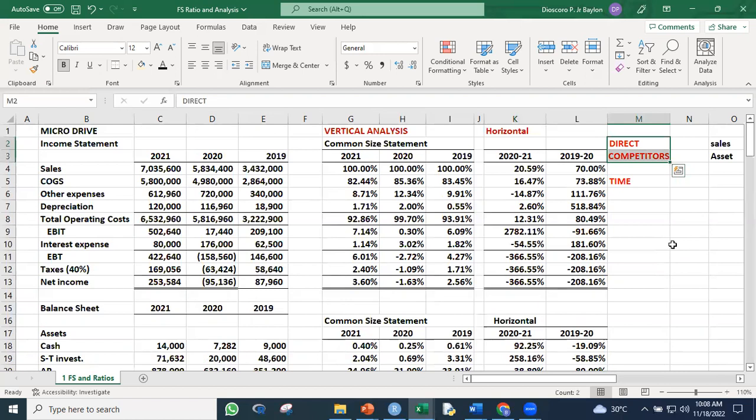Okay, a good example could be to compare Jollibee with Burger Machine. Of course, that's a bad comparison because Burger Machine is not a direct competitor. Perhaps the direct competitor of Jollibee is McDonald's. So it would be best to compare to our direct competitor, and also compare with respect to time.